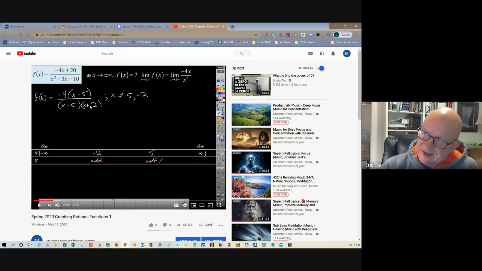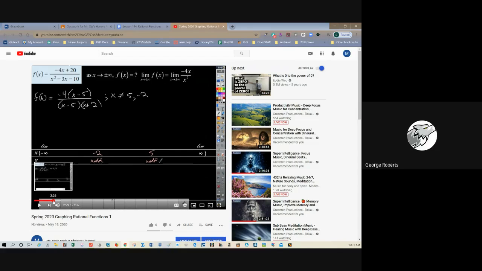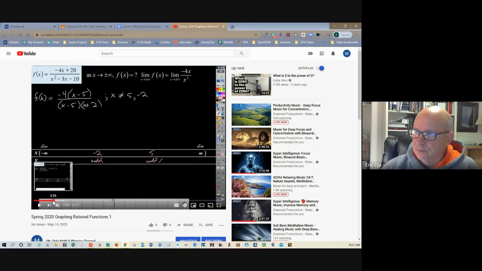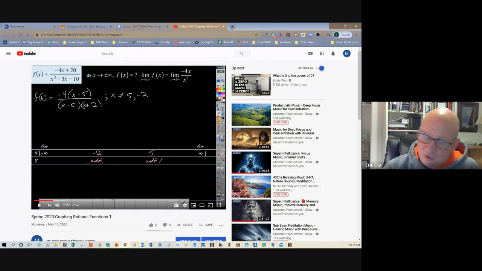But at -2, that's different. At -2, the bottom is 0, but the top is not 0. So if I plug in -2, I would get some number on the top and 0 on the bottom. A number divided by 0 is infinity. That explodes, so that's a vertical asymptote. You see what I'm saying? And like I said, if you want to look at some really detailed examples, I've got more than an hour of examples on that Google document.